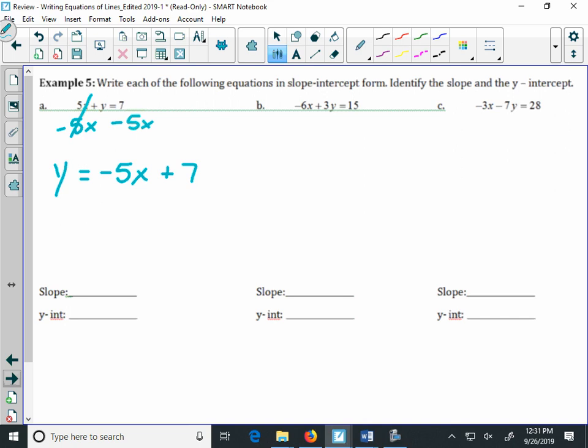What is the slope? Negative 5. What is the y-intercept? 7. Slope is the number in front of the x. Y-intercept is just the number.